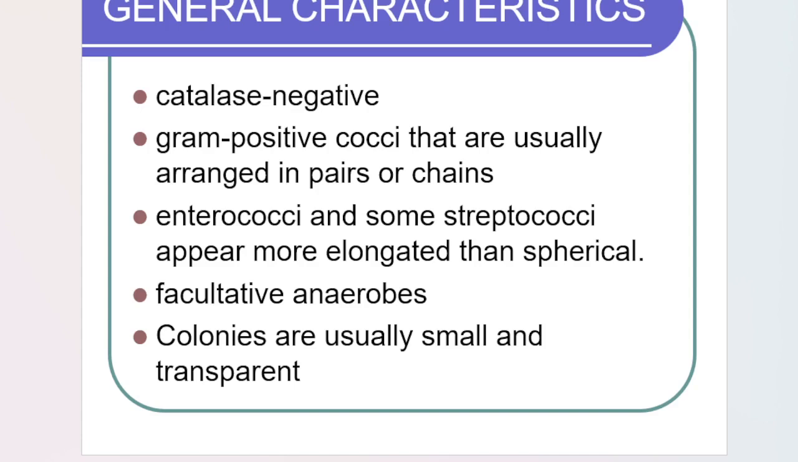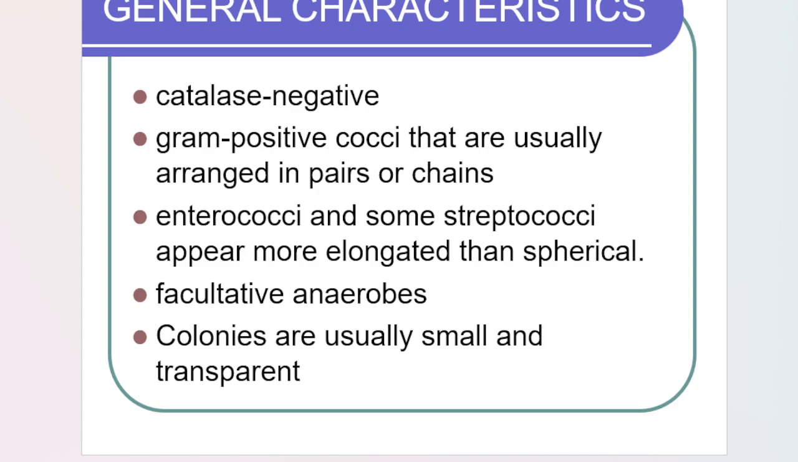When it comes to the arrangement, they are more in pairs or in chains because their division is planar only. It's in the side only, not on the up or down or at the back. That's why only planar division happens, and these are arranged singly, as diplococci, or in chains only.